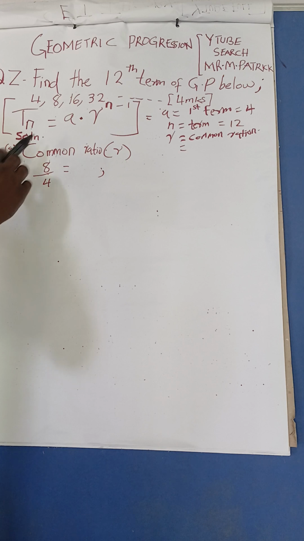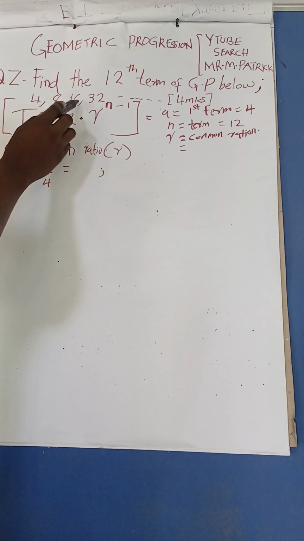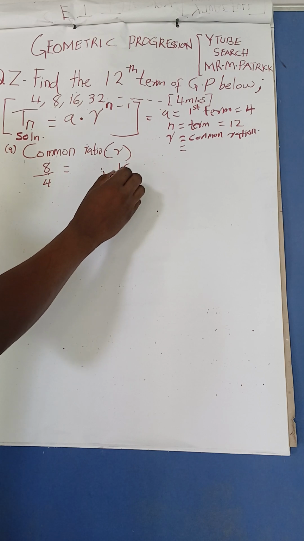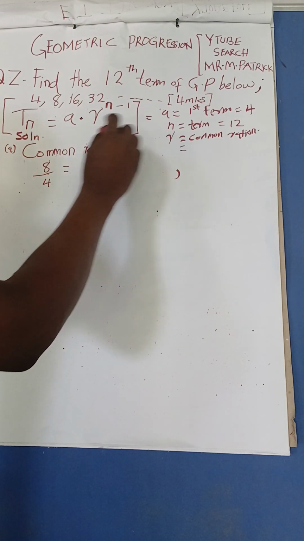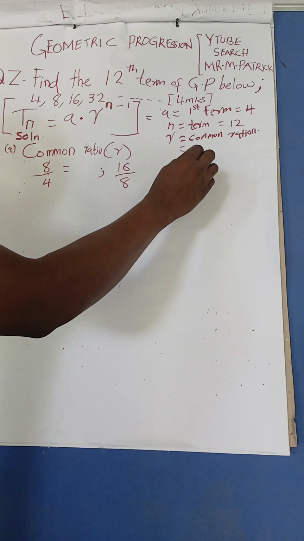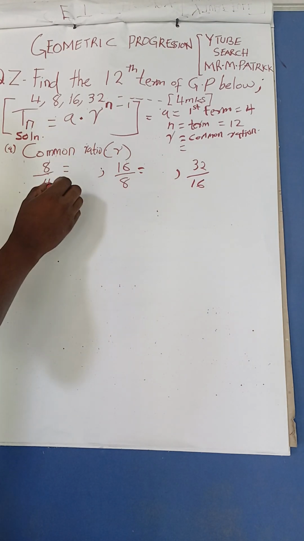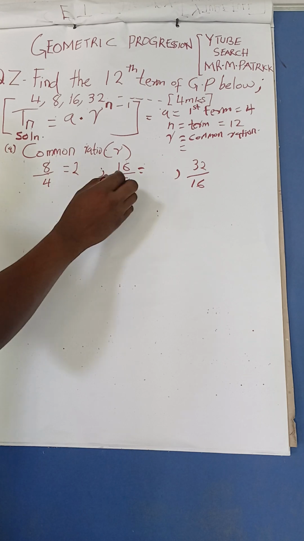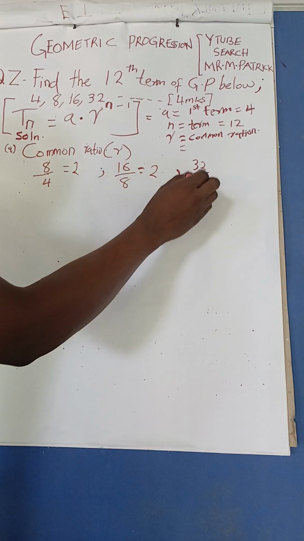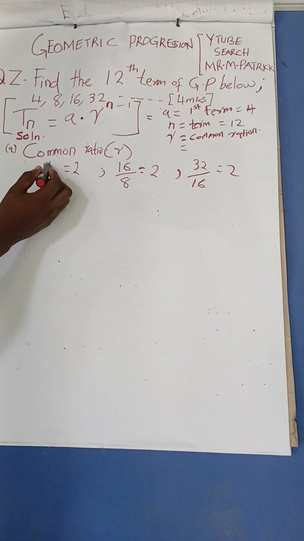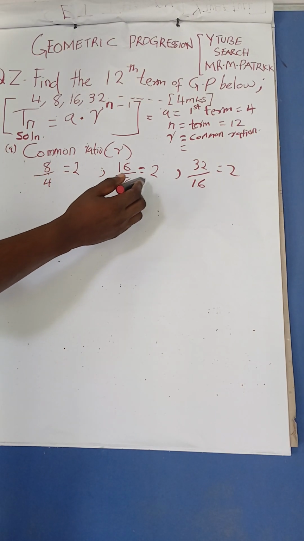If you take the third term, which is 16, and divide by the second term, 8, at the same time it must be the same as when I take 32 and divide by 16. So the common ratio, this divided by this, I'll have what? 2. This divided by this, I'll have 2. This divided by this, I'll have 2. So you can agree with me from the word common. You can see it becomes 2. When you divide 8 by 4, you have 2. 16 by 8, you have 2.